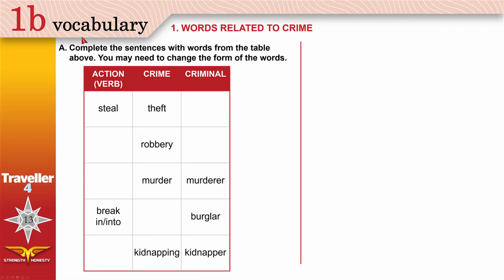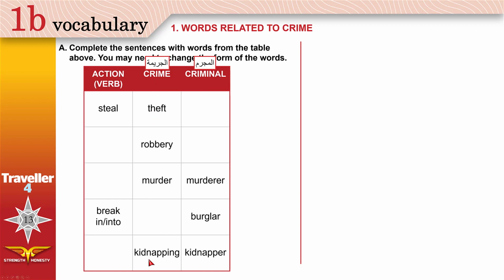1B Vocabulary. Words related to crime. Words that have a connection with crime. What is crime? Crime is an act against the law. When somebody breaks the rules, like killing and stealing, these are crimes. And the one who does these crimes is a criminal, the bad person who commits crime.